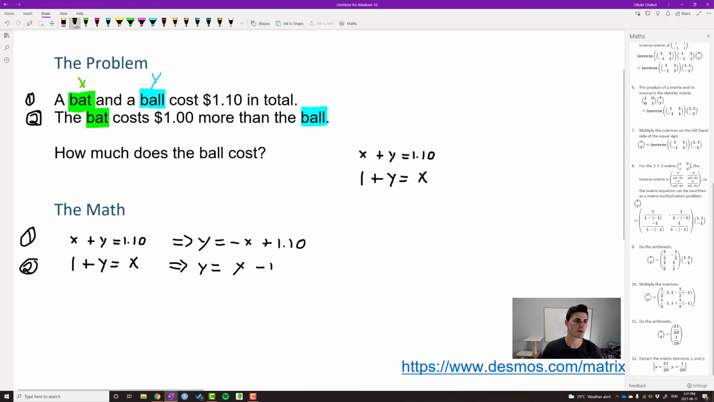I need to put in the format x and y, so if I put them in a matrix, it's going to be 1, 1. These are my coefficients. This is my equal sign, so 1.10. And then if I put negative x on this side, it's going to be -1. Y is 1, and then this is going to be -1. So I'll have 1, 1, 1.10, and -1, 1, -1.